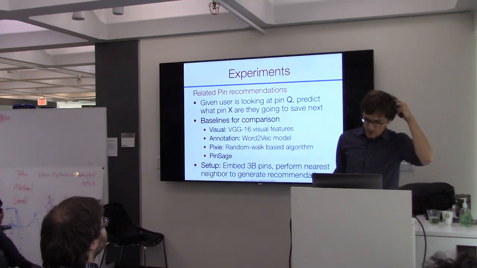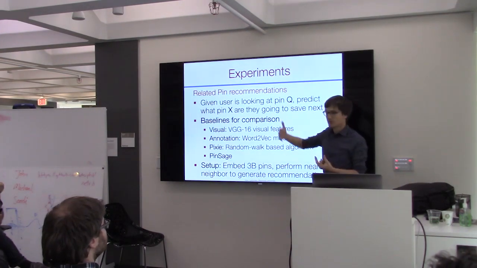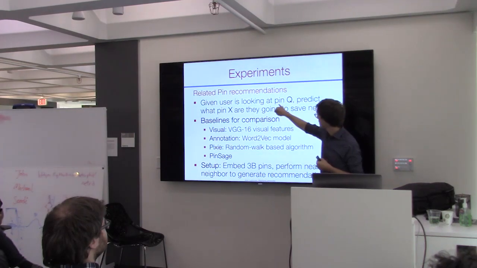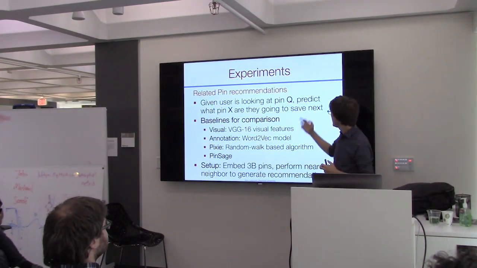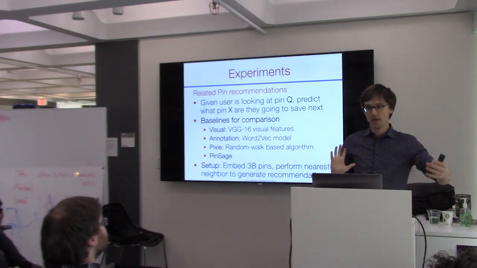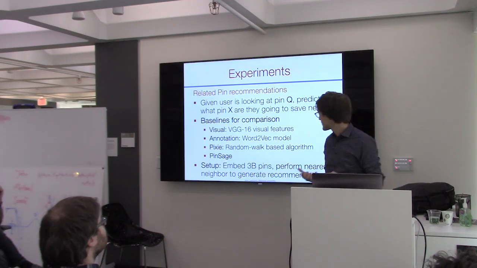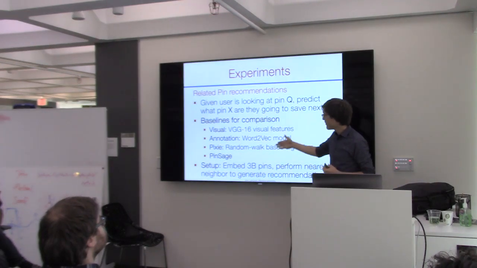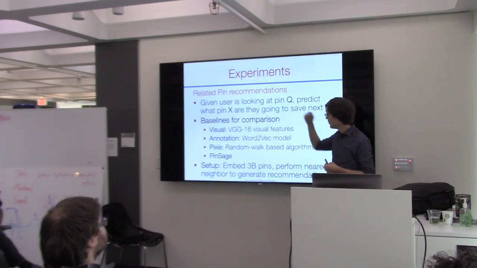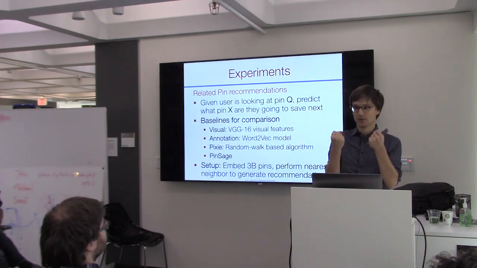So let me just show you how well this works. What we are doing is what is called related pin recommendations. A user is looking at a given pin, and I want to predict what is the next pin they are going to interact with or save out of the set of 3 billion. That's what I want to do. How am I going to do this? I'm going to use this query pin and say what other pins are similar to it.